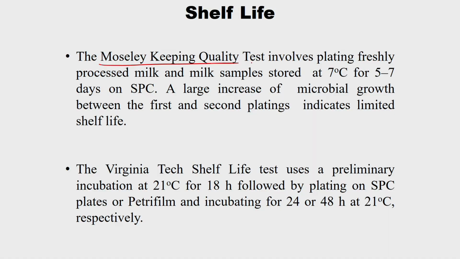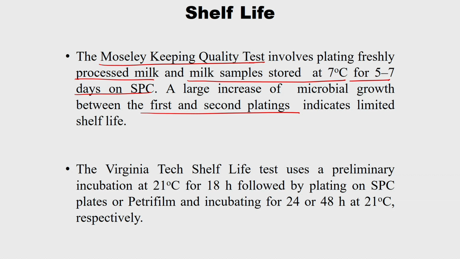There are two main techniques. One is the Moseley keeping quality test, which involves plating freshly processed milk and milk samples stored at 7 degrees for 5 to 7 days on a standard plate count. A large increase of microbial growth between the first and second platings indicates limited shelf life. For example, I take processed milk and also milk which is stored at 7 degrees for 5 to 7 days, then compare both, and if there is microbial growth, then there must be some post contamination.